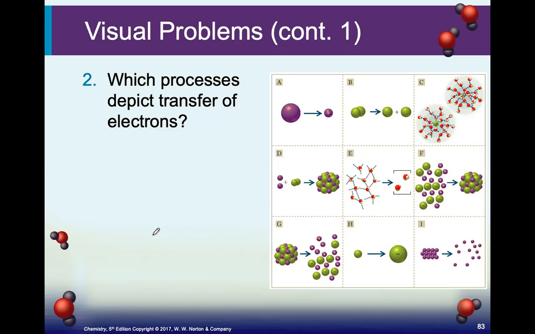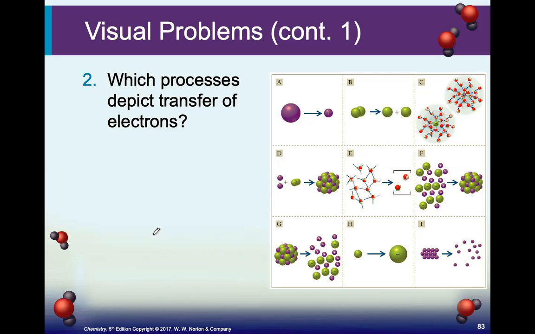How about A? What do you think is happening to that atom in A? Is it just arbitrarily losing an electron? Yeah, it's losing an electron, so it's transferring the electron outside. So it's becoming smaller. Usually when an atom loses electrons, it becomes smaller. To become positive, it has to have transferred an electron to something else. So that depicts a transfer of an electron. Okay, so A is one.